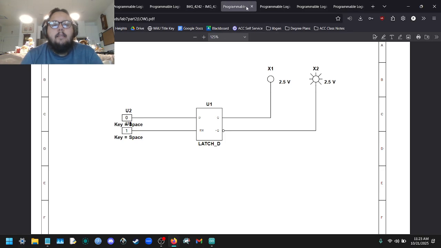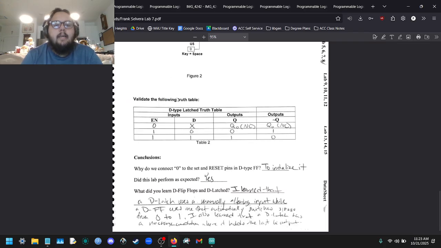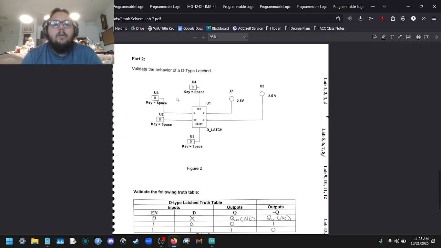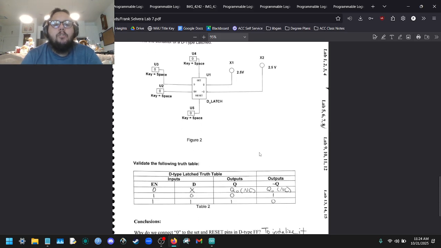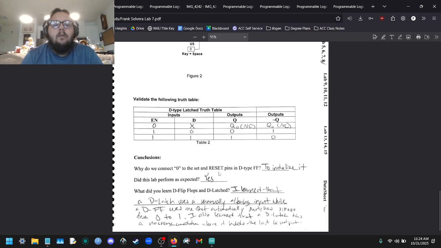As you could see, this D latch looks different than what they tasked us to make. That was because we could not find a D latch that had both the set and the reset inputs, so we just used a regular D latch, but it still resulted in the same truth table.